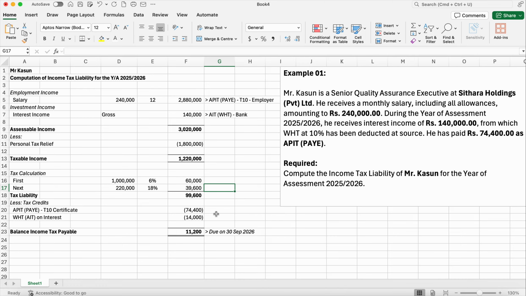Hope this is clear. You need to remember how to take the 10% credit. With APIT also, you receive the net salary after the advance personal income tax is deducted, but here you need to take the gross salary. Then whatever amount the company deducted and remitted to the Inland Revenue Department, you can take as the credit here.